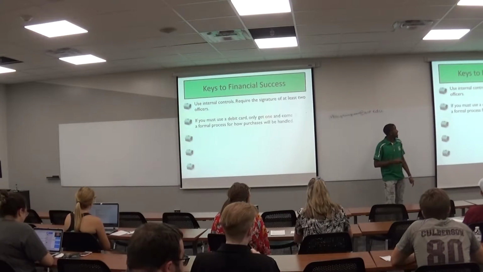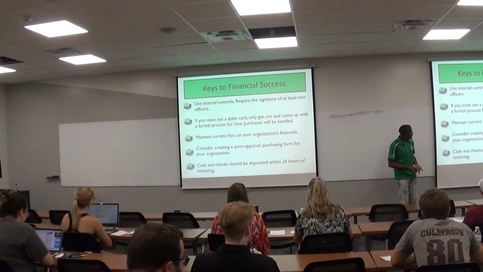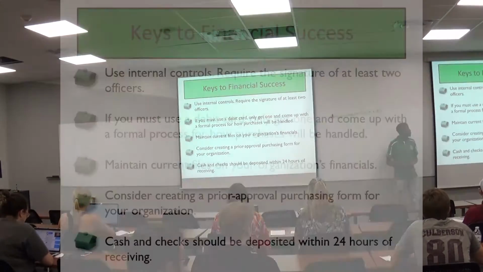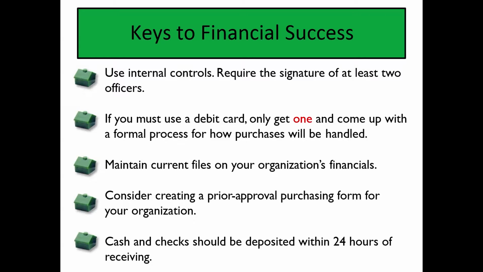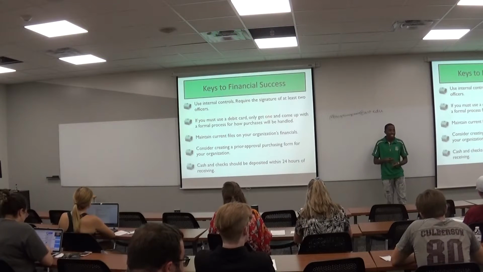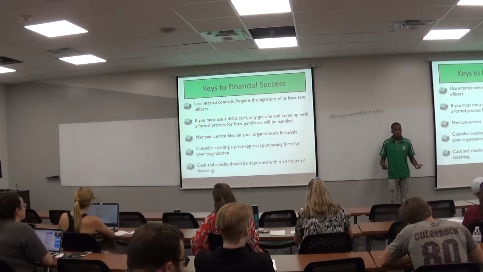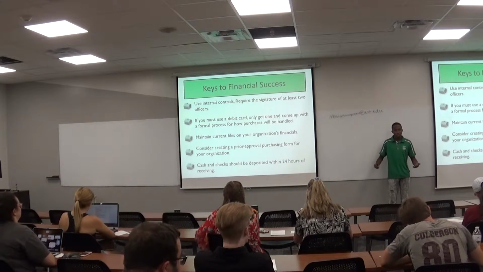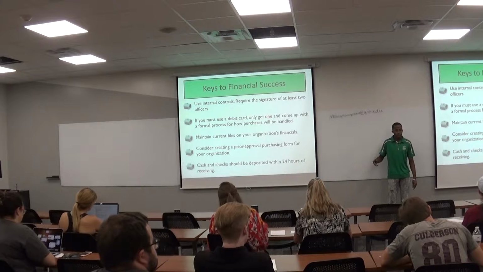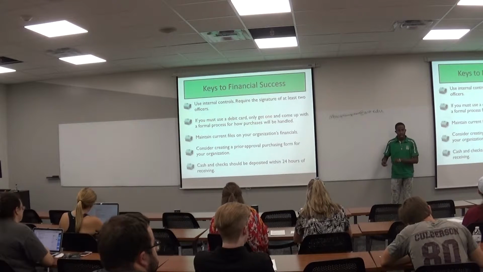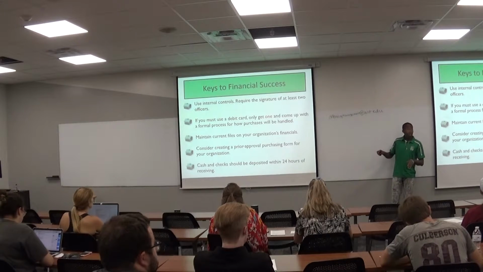Keys to financial success. So just a little rundown. Use internal controls, require signatures of at least 2 officers. So it says at least 2 officers. You're an officer, so that's 1 signature out the way, and then just get somebody else, like your president or vice president, to sign off on stuff.